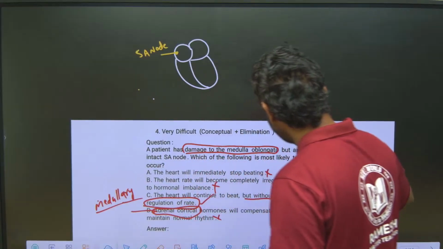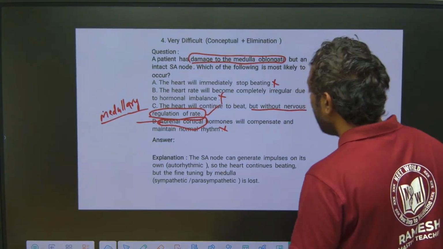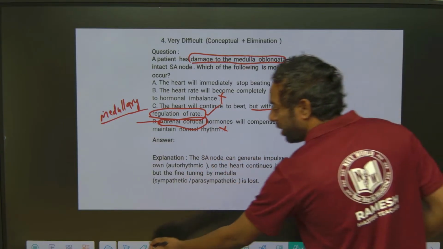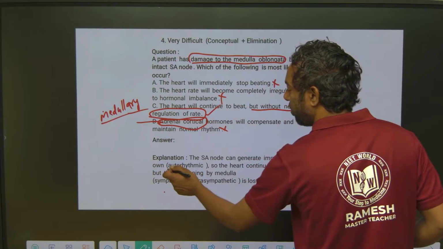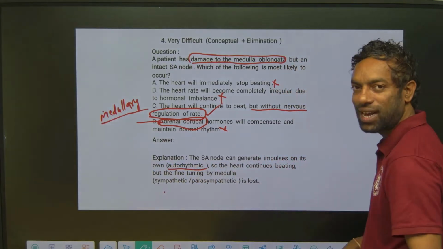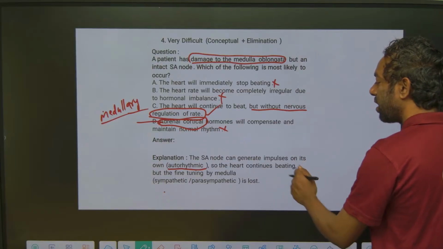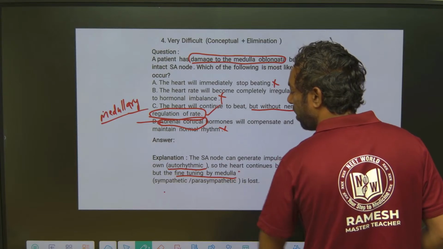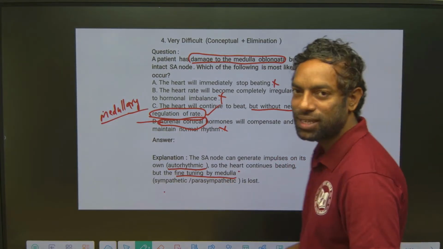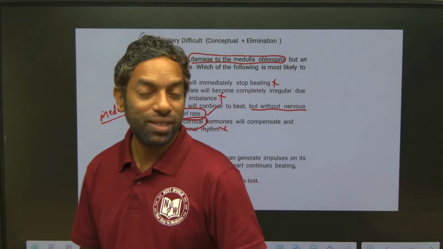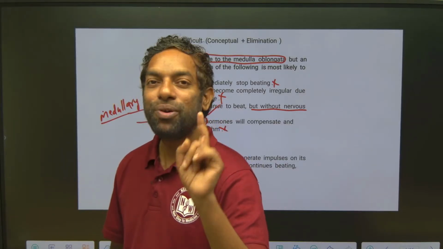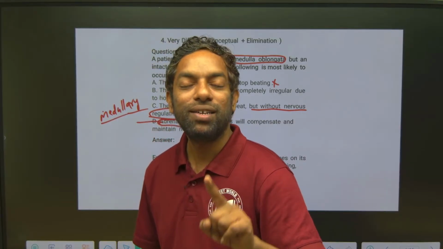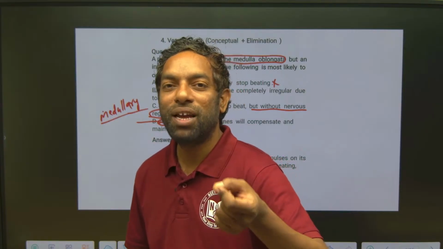I will explain it. The SA node can generate impulses on its own; that is autorhythmic. So the heart continues beating, but the medulla does the fine tuning. The sympathetic and parasympathetic systems are controlled by the medulla. Just use pure common sense: the brain-dead patient has still not died. The heart has its own stimuli from the SA node.